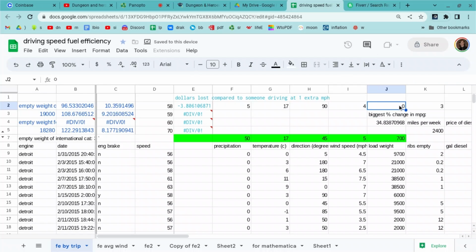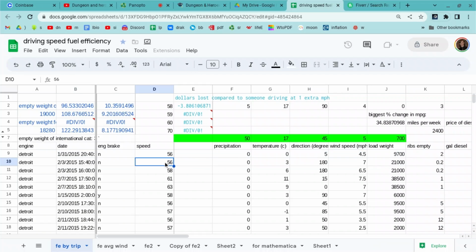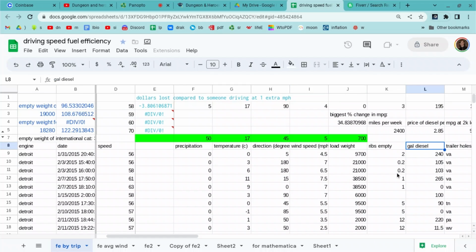For example, for this data point, I was driving at 56 miles an hour, or I decided to drive specifically at 56 miles per hour. And then I recorded precipitation during that time, temperature, direction of the wind blowing, wind speed, load weight, and then this was experimental. Doesn't matter, I don't use it.